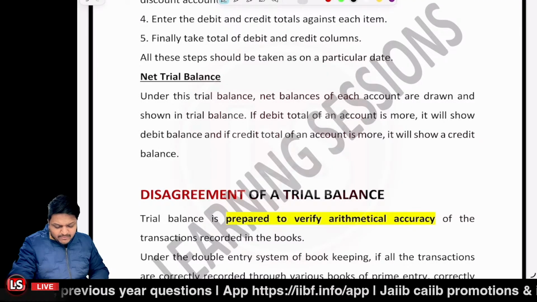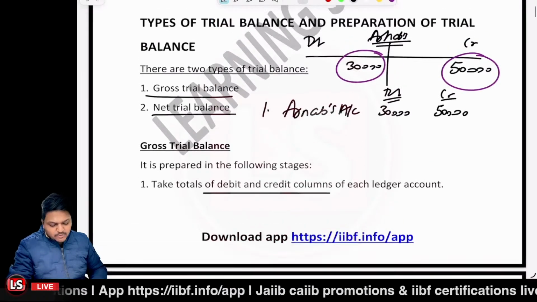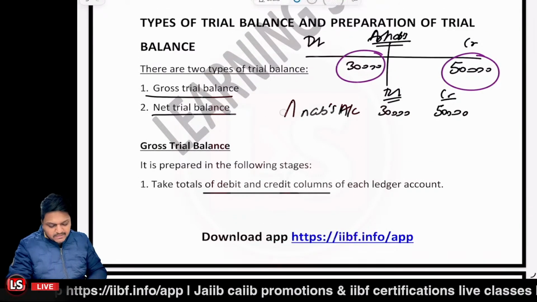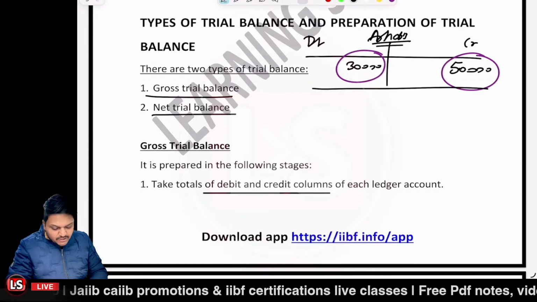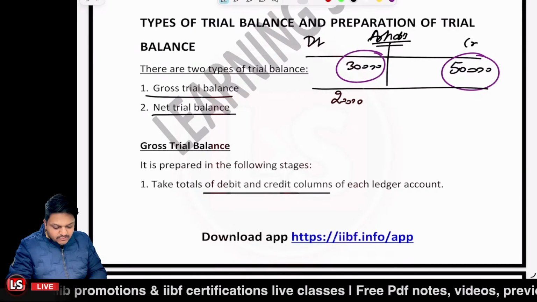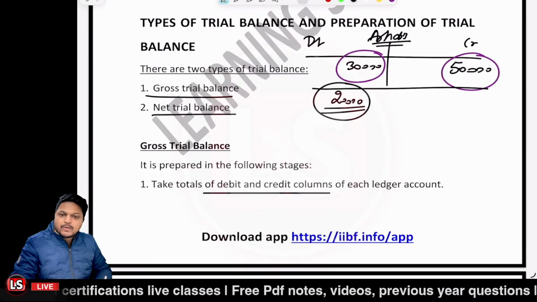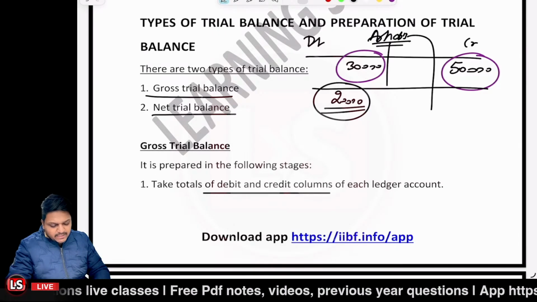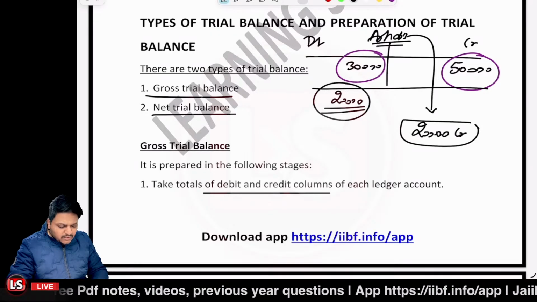In case of the net trial balance, the net balance is to be calculated first of all. How is the net balance calculated? We just did the balancing. Now we mentioned 20,000 on the debit side so as to balance the account. And what is the balance of this account? If we look at the balance of this Earn-ups account, it is 20,000 credit. The balance is 20,000 credit.